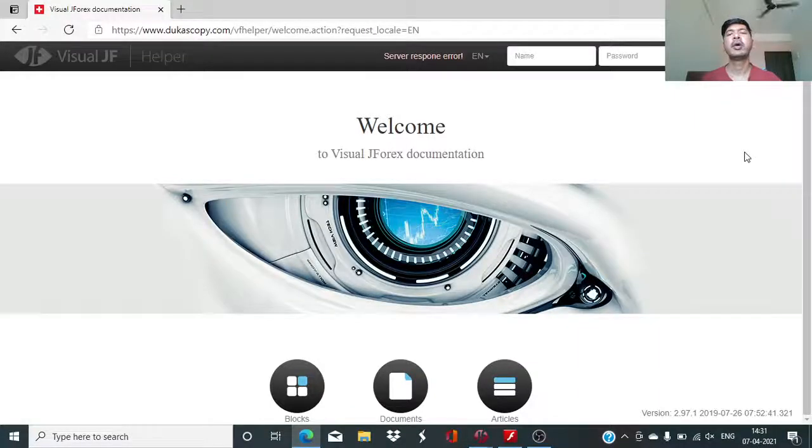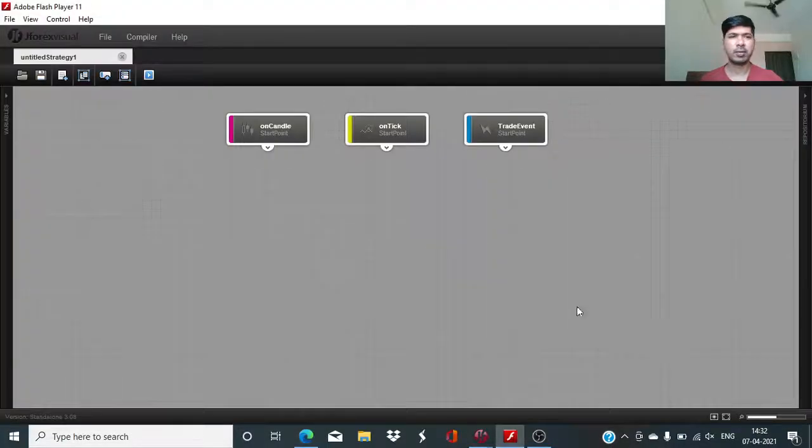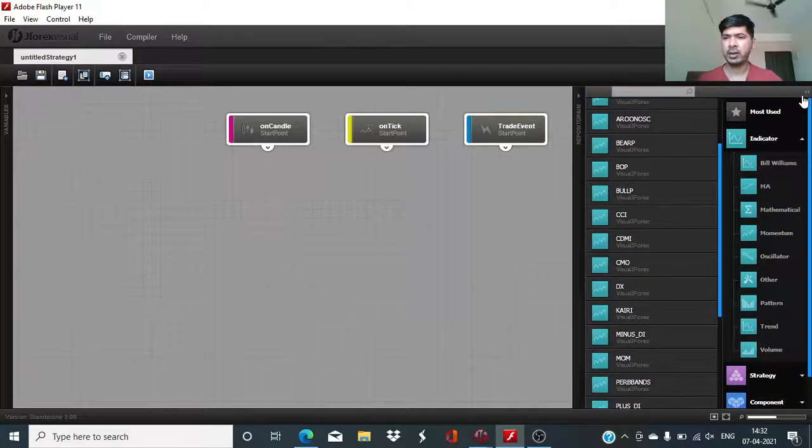Myself Vaibhav. In today's session of Visual Jforex, we will be starting afresh with the new indicator named Bull Power. This is the indicator which we can utilize to see the trend. In today's session, we will see how we can use this indicator block on the Visual Jforex board, which has been developed by the Dukascopy Bank SA to make our life easier. We can design and develop the algorithm in a very simple way.